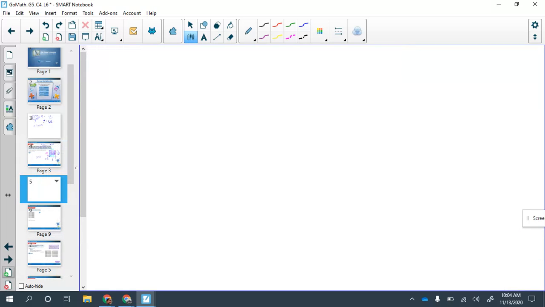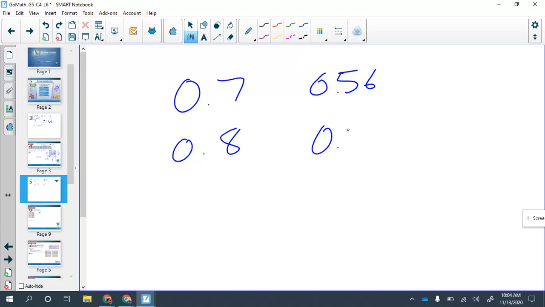Well, let's take a look at that idea and see how that number compares to each of our original factors, right? So 56 hundredths. Well, 7/10 is greater than 56 hundredths, and 8/10 is also greater than 56 hundredths, right? So this is one of those situations where our product is smaller than both of our factors.